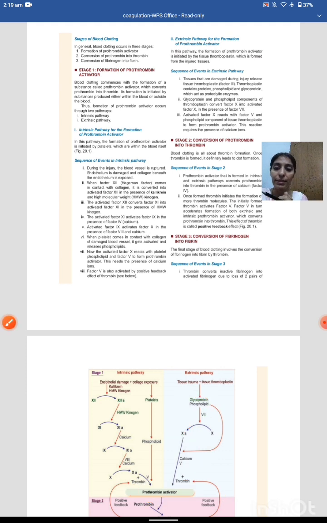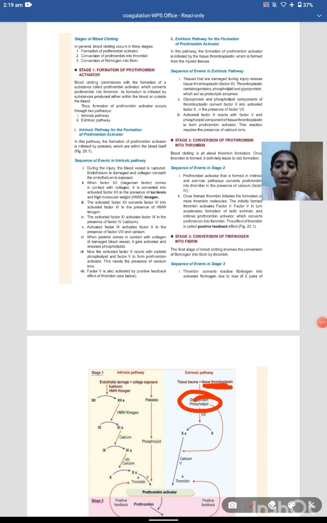So let's summarize this. Because of the damage, thromboplastin gets initiated, which secretes glycoprotein and phospholipids, and these components along with factor number 7 activate factor number 10. After that, factor number 10 along with calcium and factor number 5 activates the prothrombin activator. So here is the first stage, which is the activation of prothrombin activator with the help of the intrinsic as well as extrinsic pathway.